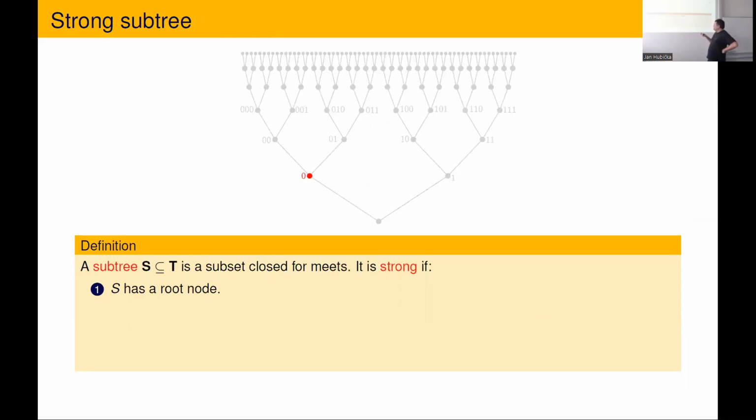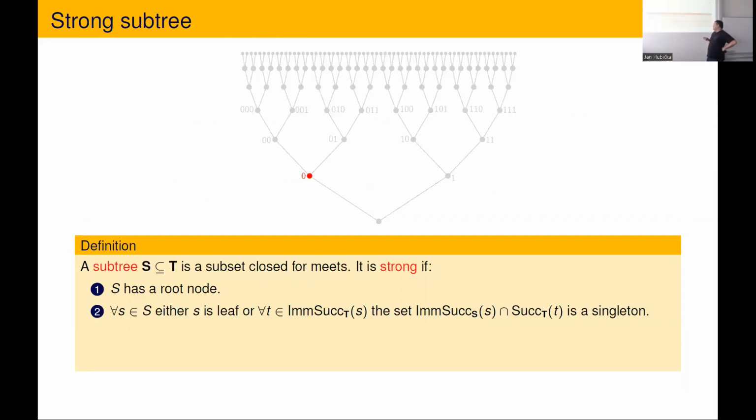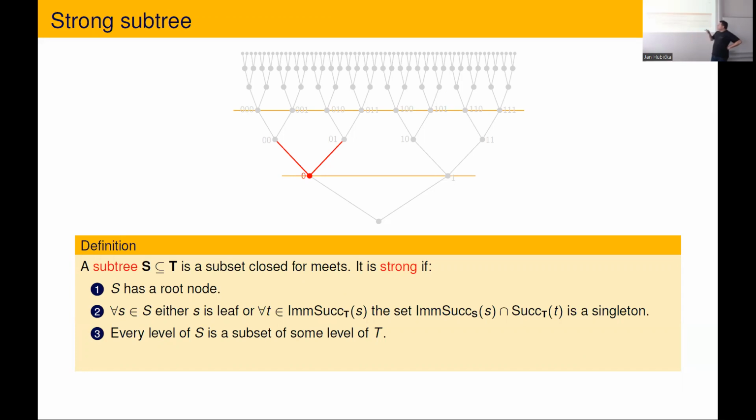The first part of the definition tells you that you have a root node, so you can choose the root node inside of your tree. The second part says that if your root node doesn't happen to be a leaf, then every immediate successor has a successor inside of S. So that means that I have two immediate successors. And the third part says that every level of S is a level of T. So that means that I have to pick another level, and then I'm forced to pick one vertex from the successors of the immediate successors. So this is an example of a strong subtree. Is it clear? It is a definition which looks arbitrary, but if you want to do Ramsey theory on trees, this is the right definition.